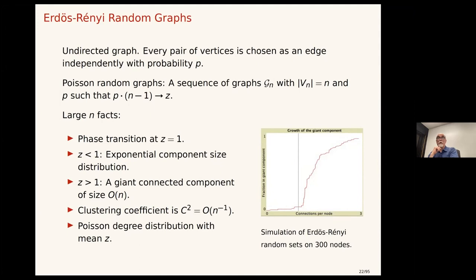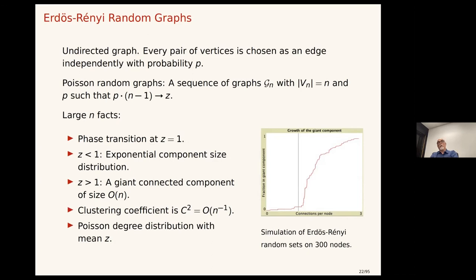So the binomial distribution is described by n coins and the probability p of a success, right? And so what we do is we let n get large, we let p get small, so that n times p converges to a constant, right? And that gives us the Poisson distribution, okay? So the random graph, now what I'm going to do is the same thing here. I'm going to let n get very large, I'm going to let p get very small, so that p times n minus one converges to a constant, okay? And now I'm going to ask, what do these graphs look like for large n?